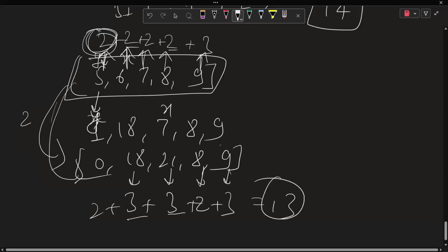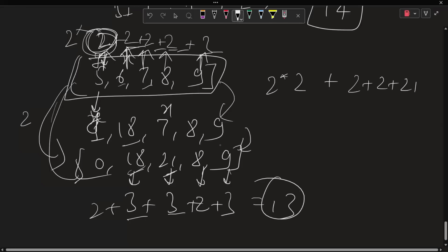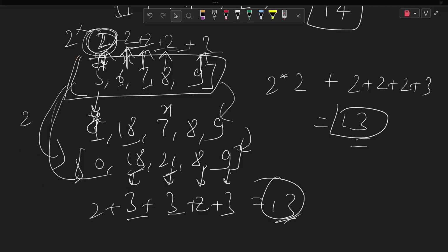So actually, it's taking double of 2 for the first number, because it is falling to 0, and in the process it is making some other numbers. Let's say this 6 was increased to 18, this 7 was increased to 21. It is making some other numbers require more steps. So that's why you will multiply the smallest number by 2. So your final answer would be 2 into 2 plus 2 plus 2 plus 2 plus 3. So this way you can see this would be 13.